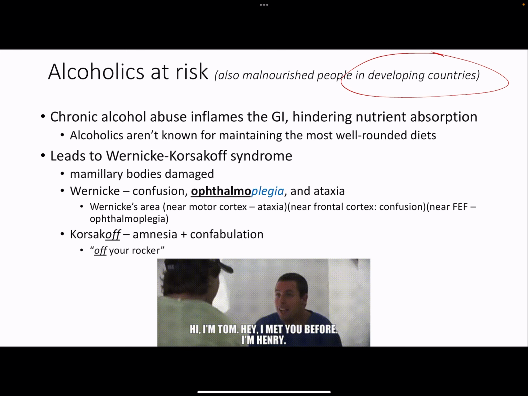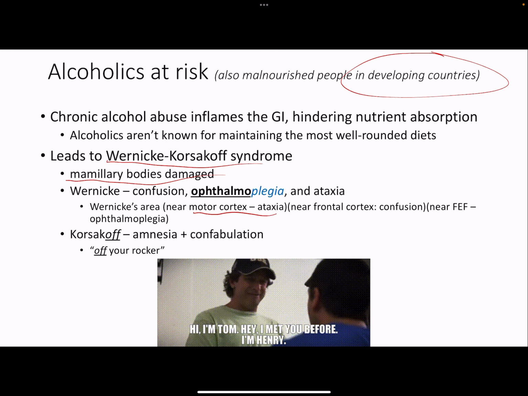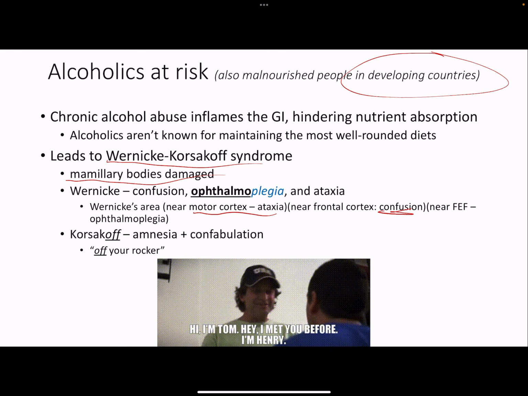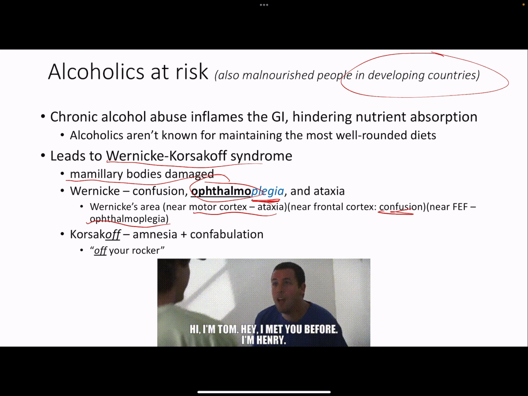If you have a thiamine deficiency, your mammillary body is damaged. It causes Wernicke-Korsakoff syndrome. With Wernicke, I always thought of Wernicke's area. It's kind of in the frontal lobe, near the motor cortex, and I think of that as being related to the ataxia. And the prefrontal cortex has to do with intellect and advanced thought, so this is going to lead to confusion. There's also something called the frontal eye fields, which help control eye movements, so this is going to cause ophthalmoplegia. An ophthalmologist is an eye doctor, and like a paraplegic, plegia means paralysis. So it's a paralysis of the eye. This is a nice triad you'll see in Wernicke's.